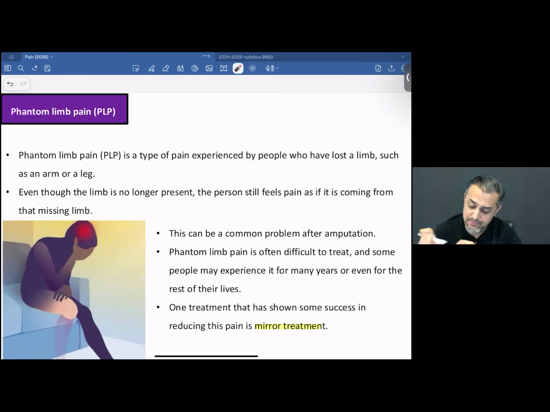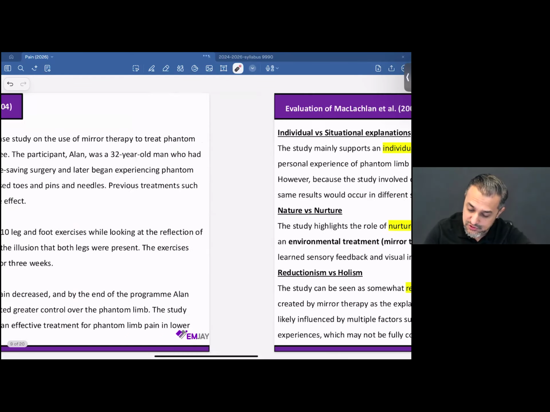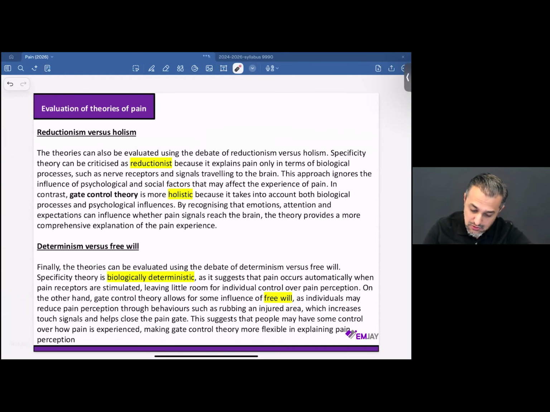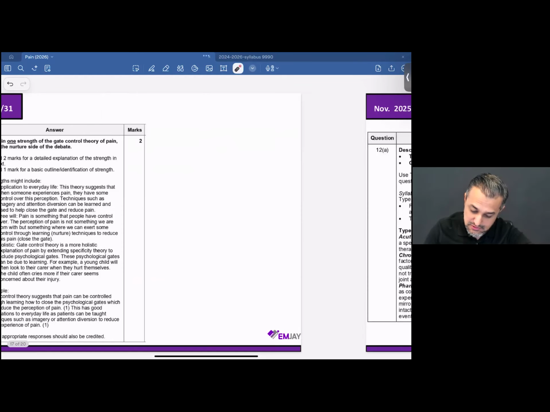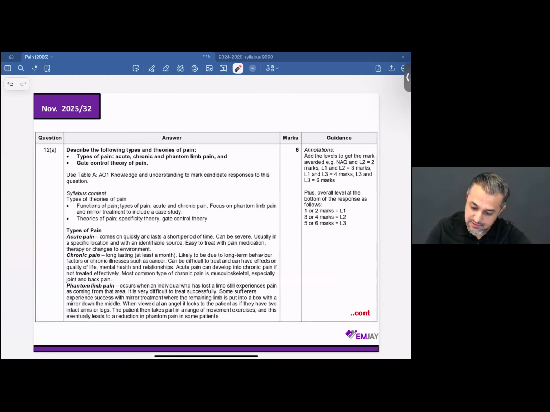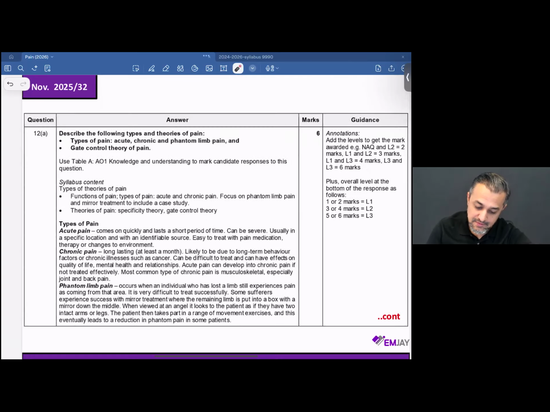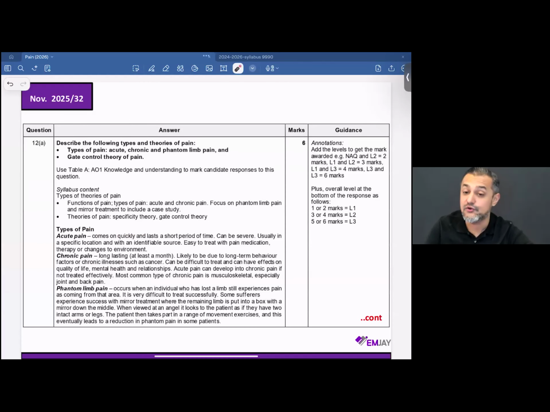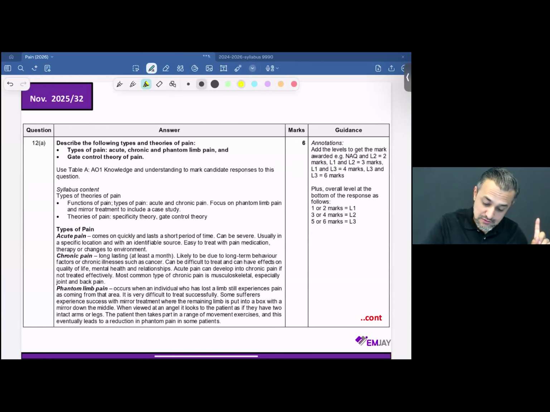in fact, before I proceed with that, I want to show you a question that we've had on this, not specifically on this, but there has been a 6-mark question that says, describe the following types and theories of pain. This is a typical 6-mark question, and you all by now should know that a typical 6-mark question is followed by a typical 10-mark question where you're expected to evaluate.